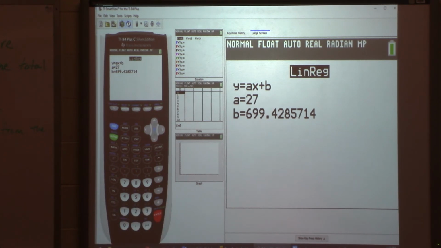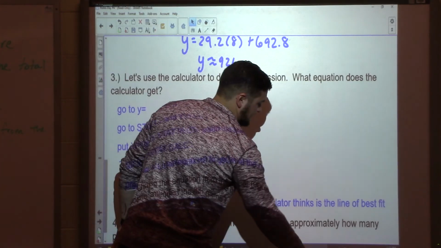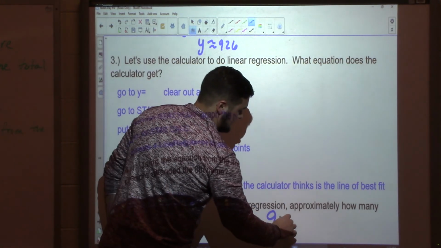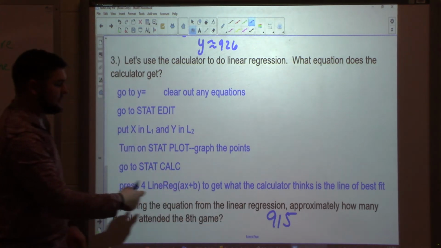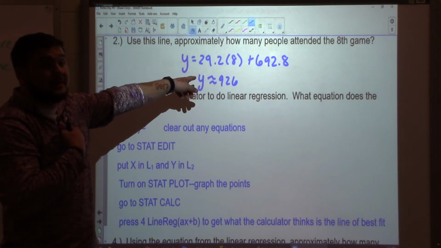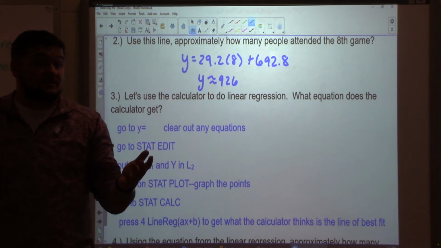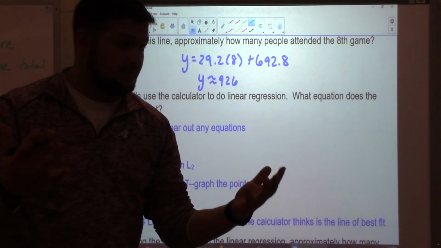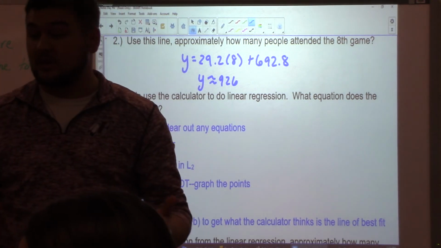Guys, what did you get for an approximation of people? 915.43? So like 915? So the calculator estimated what, 915 people? I estimated based off my line of best fit about 926. That's pretty close, right? We're not dead on, because we're not exact people, right? We're approximating, but we're really close.